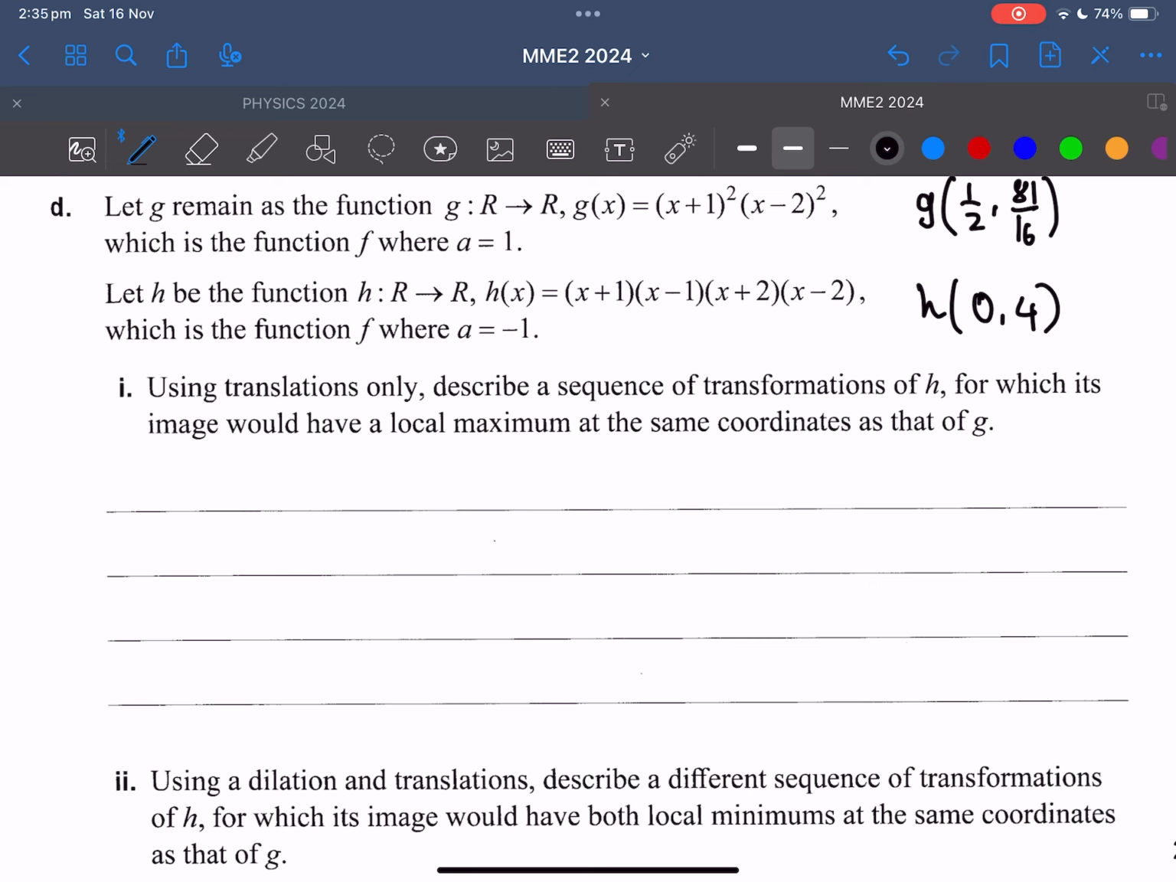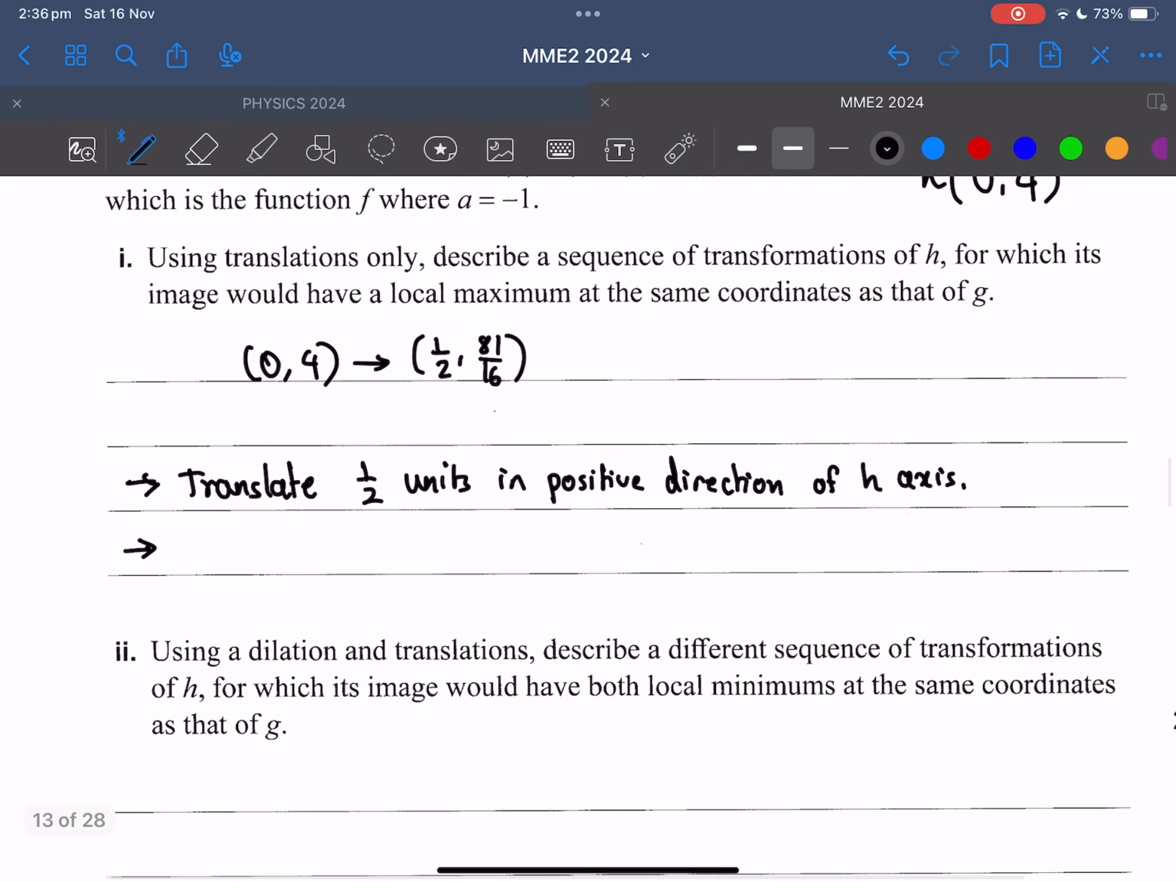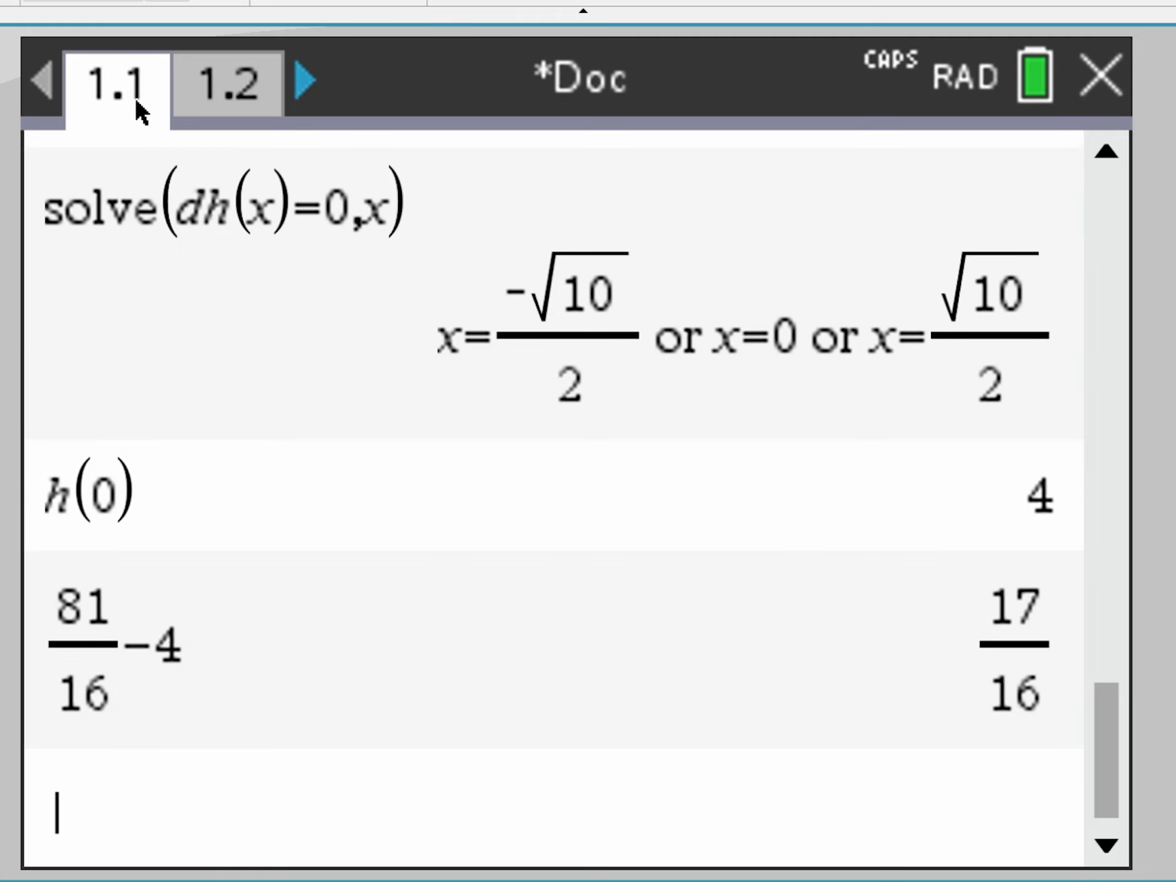So we want to list a transformation such that (0, 4), which is the local maximum of H, will become (1/2, 81/16). That's pretty easy, right? So all we have to do is to translate half units in the positive direction of the x-axis, and then we have to translate 81/16 minus 4 units up. So 81/16 take away 4, so 17/16.